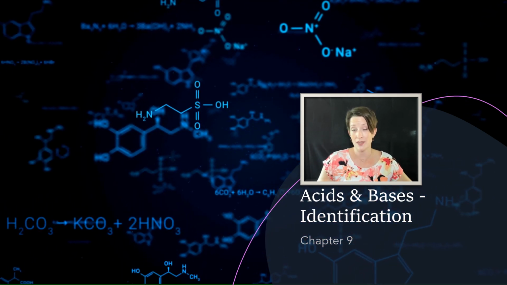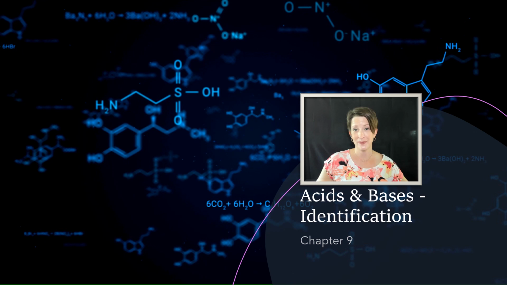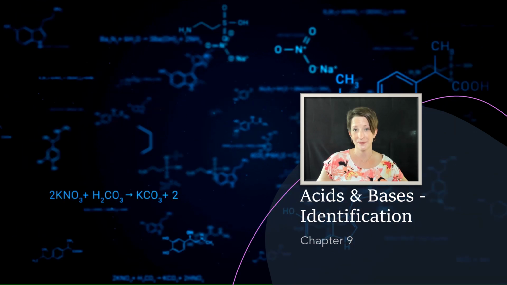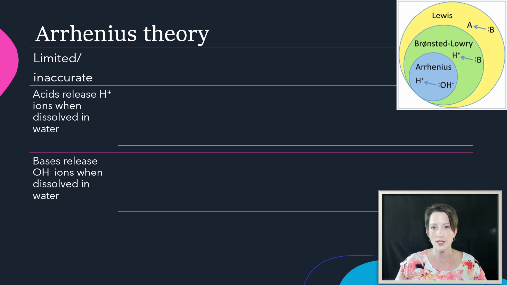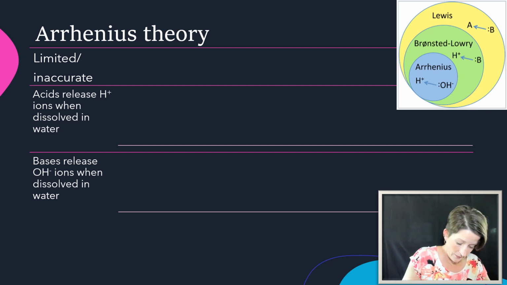What are acids and bases? Let's find out. We're going to start with one of the earlier theories, Arrhenius' theory. Arrhenius' theory says that acids release hydrogen ions when dissolved in water. So what this looks like is the dissociation of the acid.